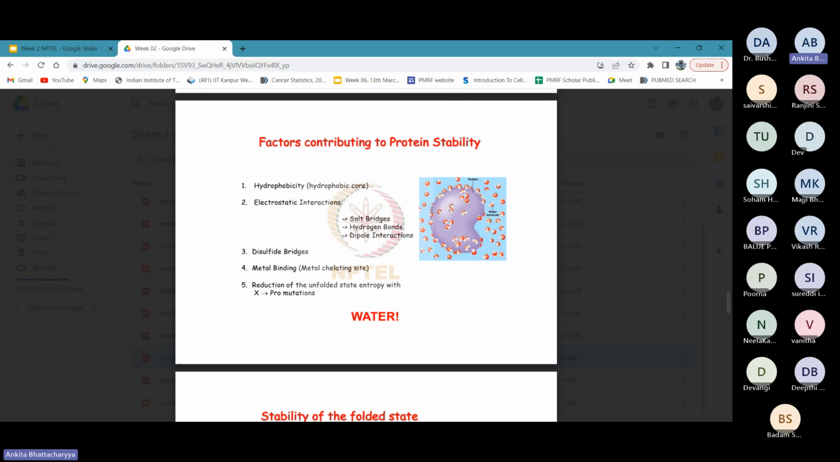Other than that, you have a number of interactions like formation of salt bridges, which are ionic interactions. You have hydrogen bonds, dipole-dipole interactions, and disulfide linkage formation between cysteine moieties that I talked about previously. You have some metals which can bind in certain proteins. For example, polymerases usually involve the function of a divalent cation. Most polymerases need divalent cations such as magnesium, calcium, etc., which serve as cofactors for whatever process they are trying to carry out. So those metal binding sites are also important for contributing towards protein stability. And finally, the objective is to reduce the unfolded state entropy to bring the final protein structure.